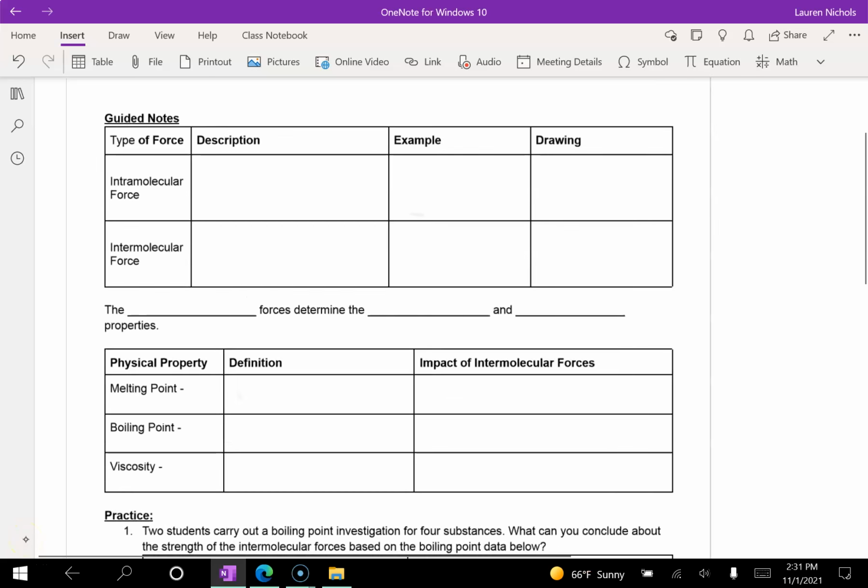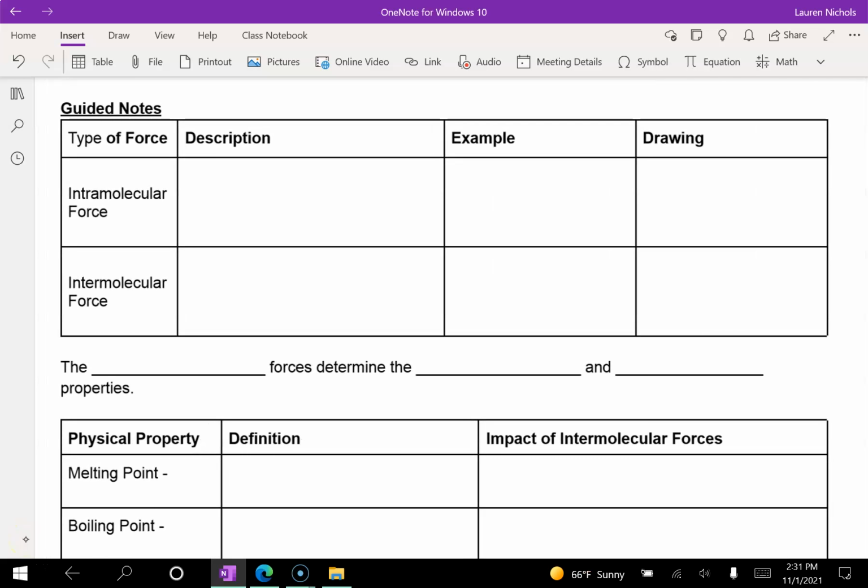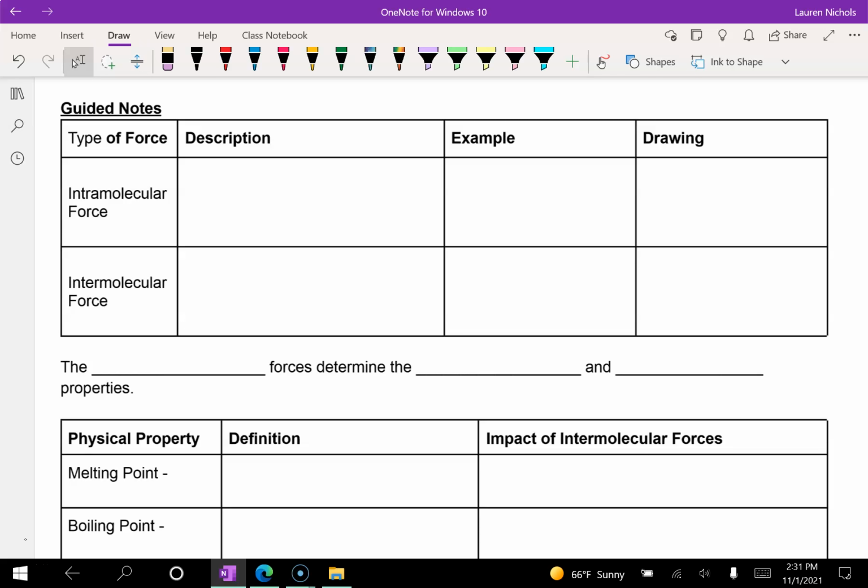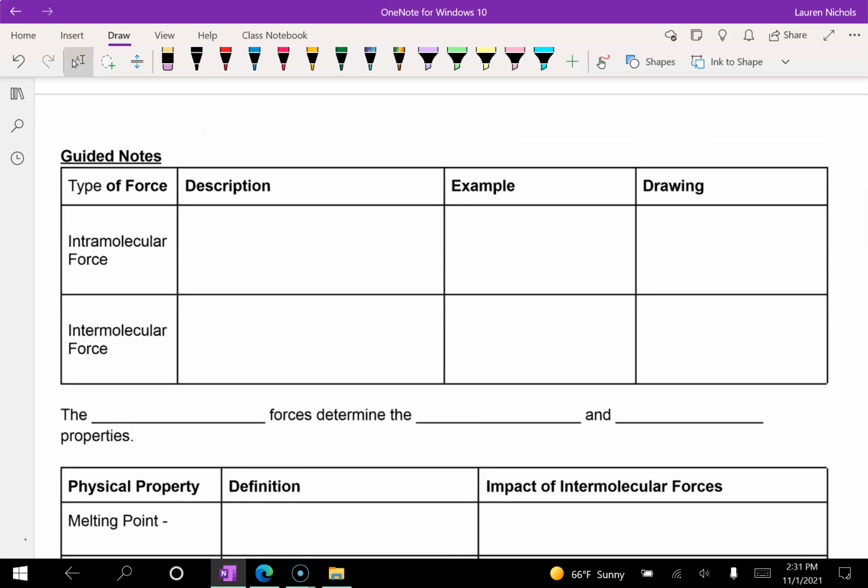All right, hi everyone. This video is going to go through the short guided notes about inter and intramolecular forces. This is lesson 3 of unit number 4, so we're in bonding. There are two types of forces: intra and intermolecular forces. An intramolecular force is a force between atoms that holds the molecules together.